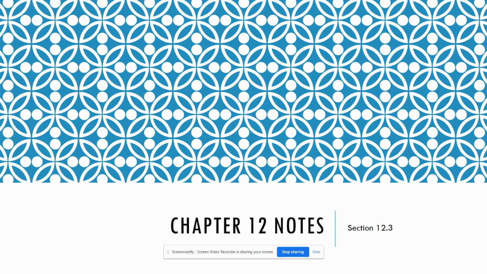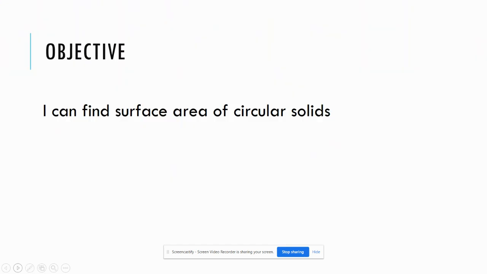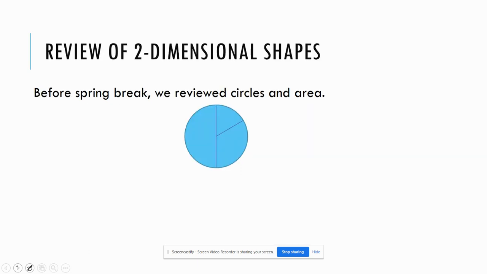Today we're going to continue to look at Chapter 12. We're still looking at surface area, but today we're going to focus on circular solids. When it says circular, that means we're going to be talking about circles. And before spring break, we reviewed circles and area.